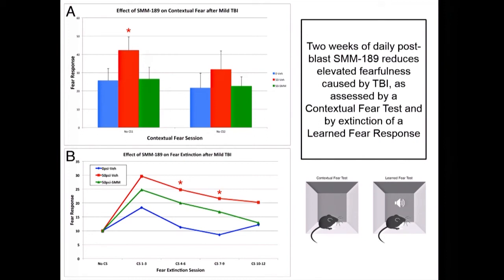So we also can look at fear in mice. This is an important thing for the PTSD-like outcome from TBI. So what we do is we put a mouse in a chamber. The mouse is sitting in the chamber.